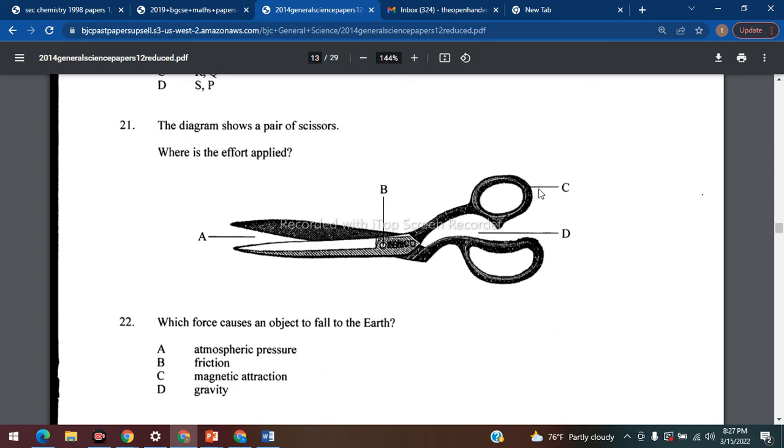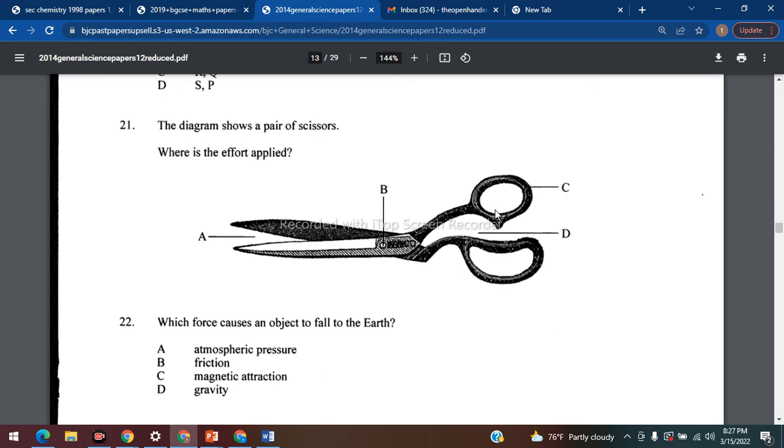C. Yeah. As well, when we say effort, we mean where we're gonna apply the force, right? And so that's where we're gonna apply the force, so it could open or close. I thought the answers for number 22 was the answers for number 21. Yeah, that's fine.